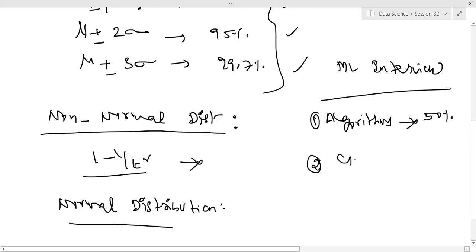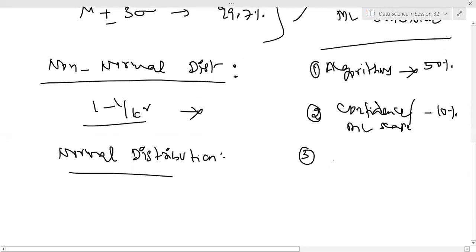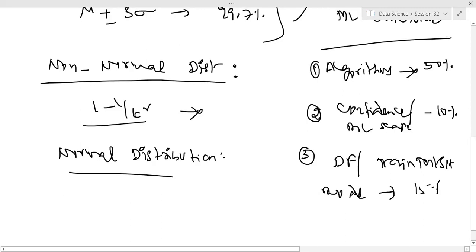Second thing is your confidence levels, as well as your vocabulary related to the ML landscape, because they consider this as at least 10%. And the remaining, sometimes, friends, at least you should know what you mean by data frame, what exactly the train test set is, what is a model. These coding kind of aspects can be 15%.